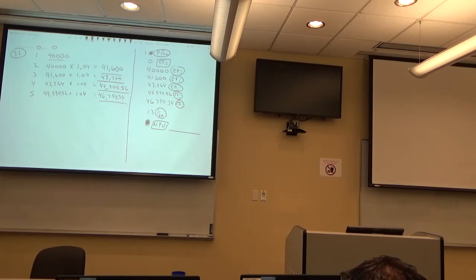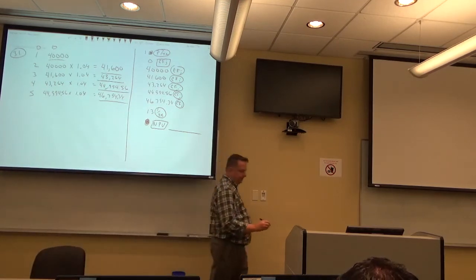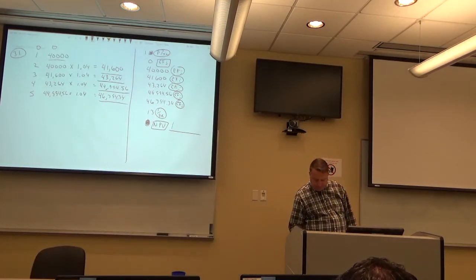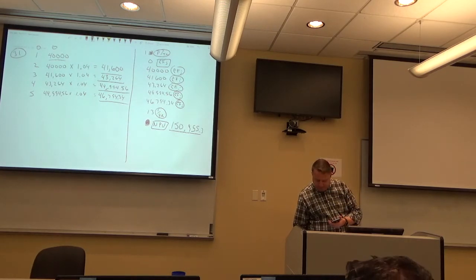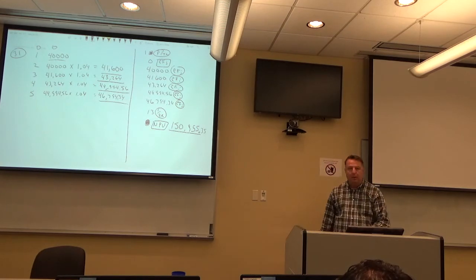CFJ. Okay, 150,955. Oh, I thought it said 150. All right? Yeah, but just pressing buttons.